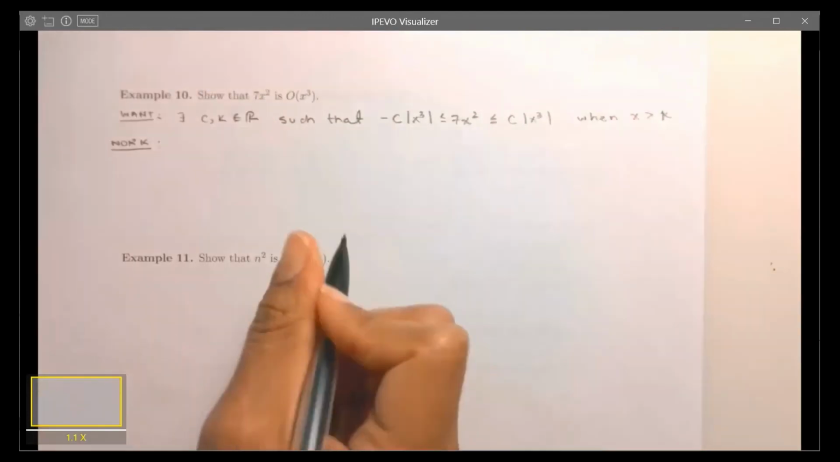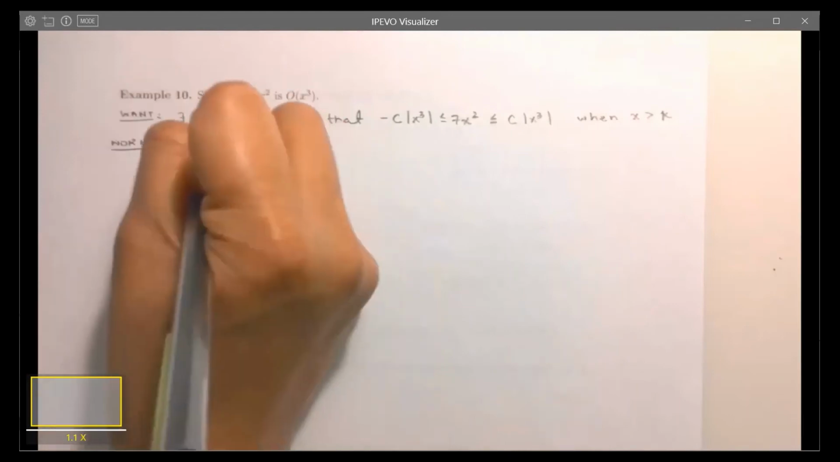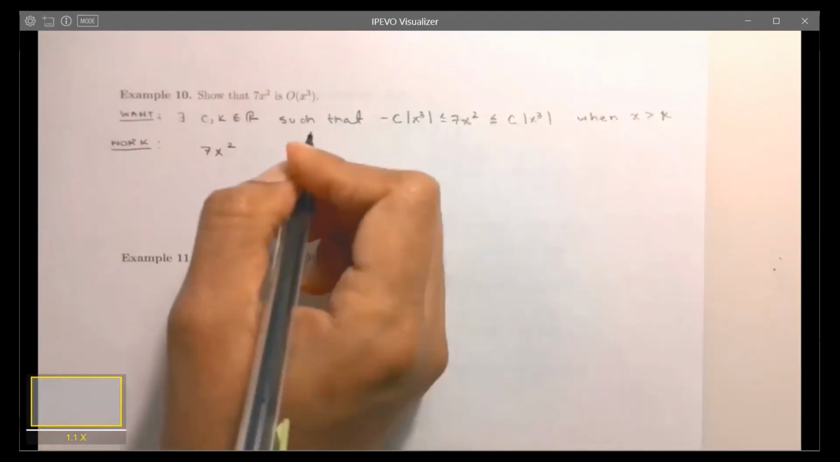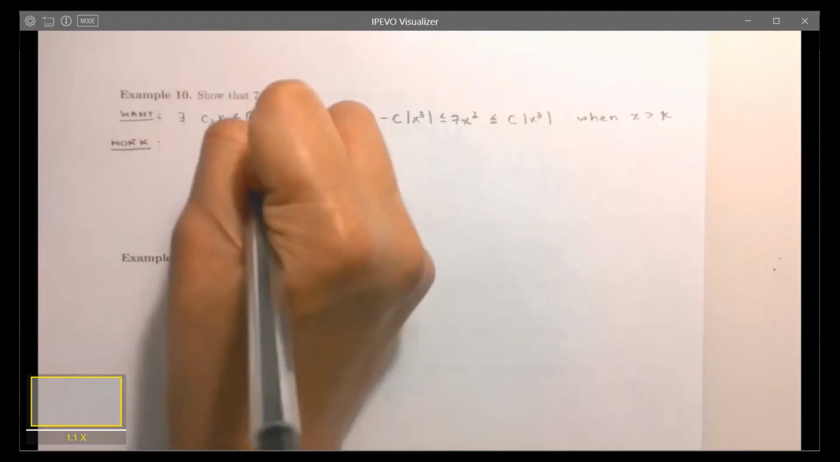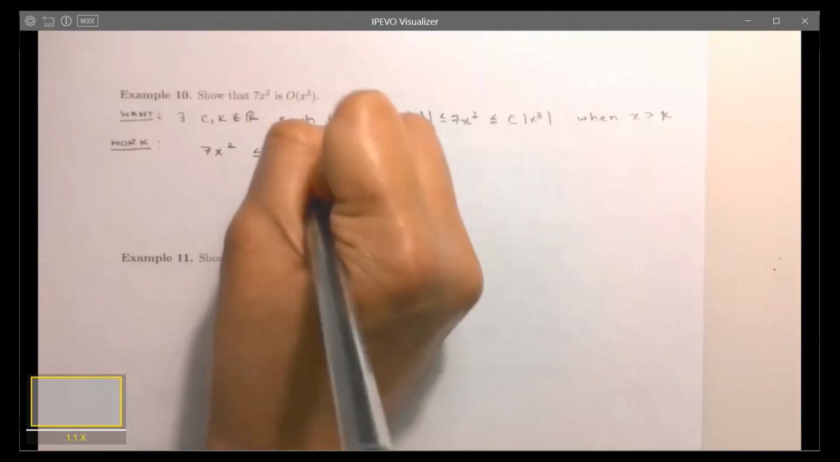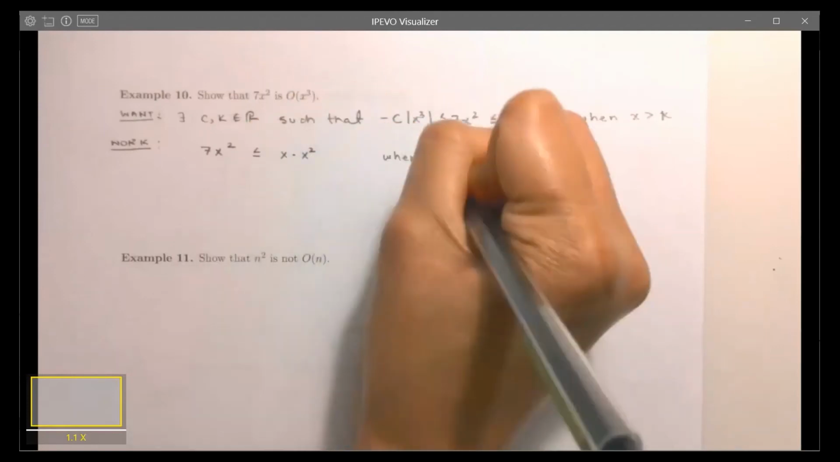So let's give that a try. I'll start with the upper bound. So 7x squared is going to be less than or equal to an x times an x squared whenever x is greater than 7.